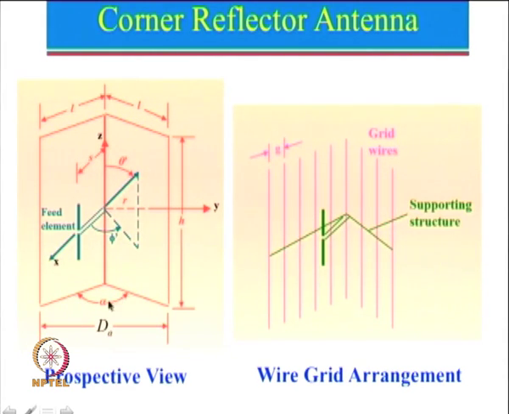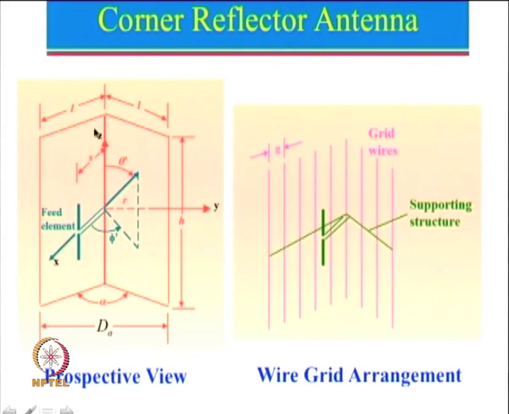Here are a few important things. This is the angle alpha, and the most important thing in this particular case is that the spacing from the corner of the reflector to this particular dipole, as we will see later on, is extremely important and it governs the gain as well as the radiation pattern of the reflector antenna. With this simple concept, sometimes we actually use what is known as a wire grid arrangement.